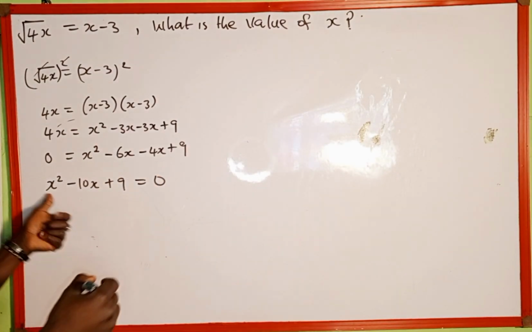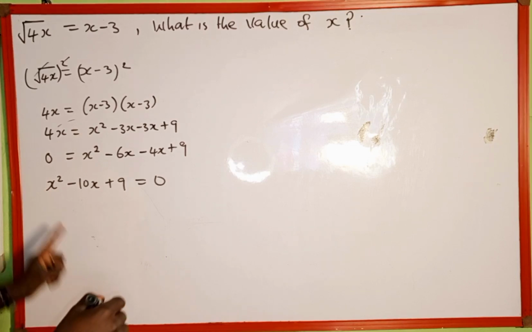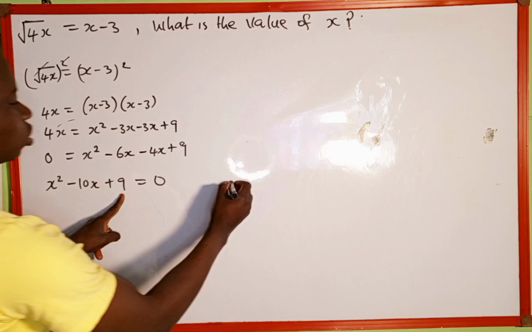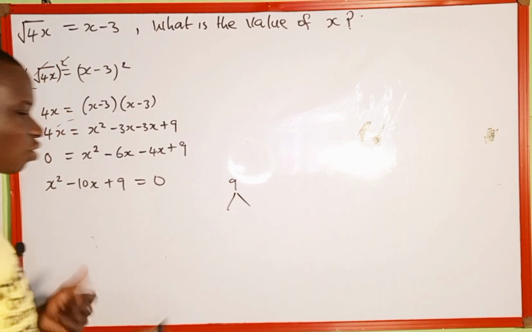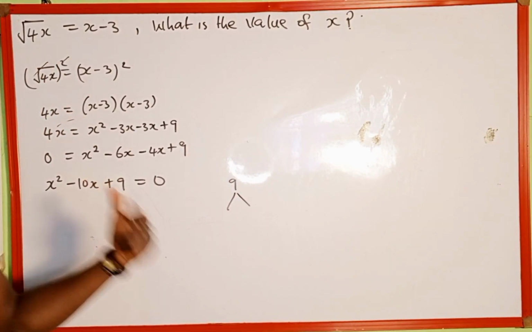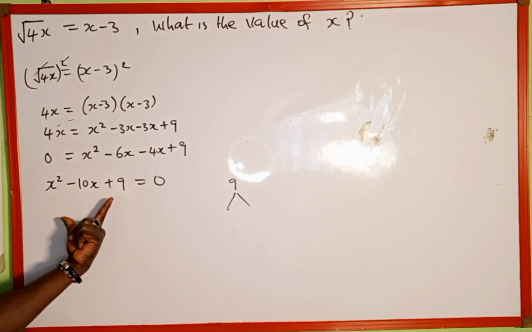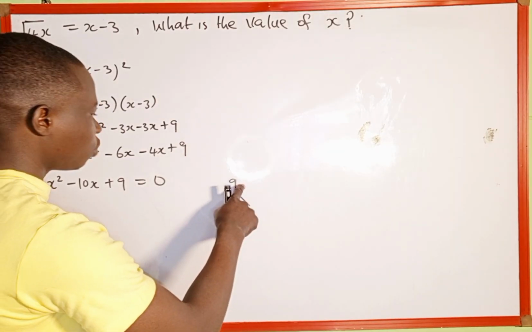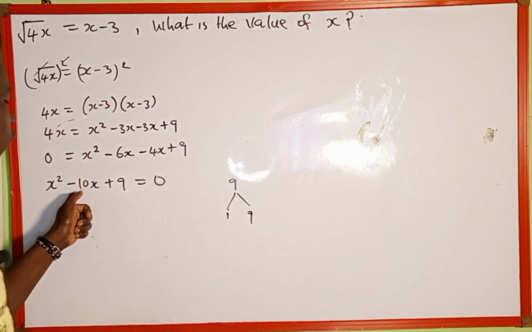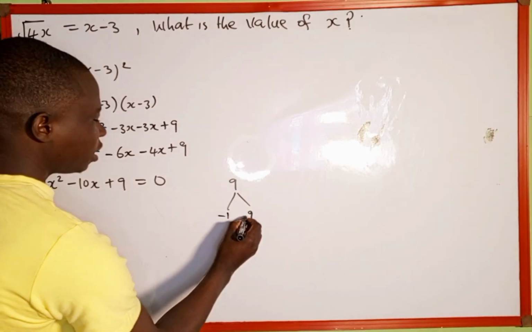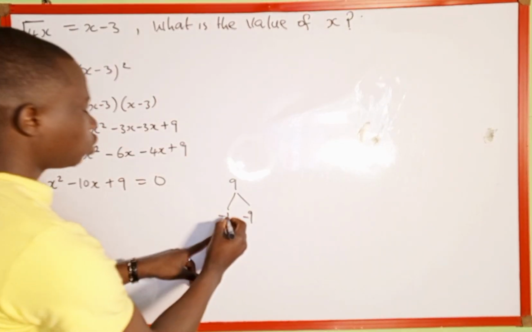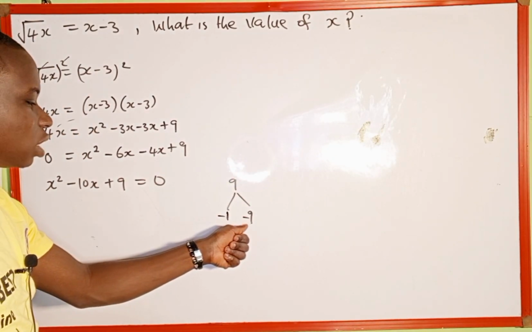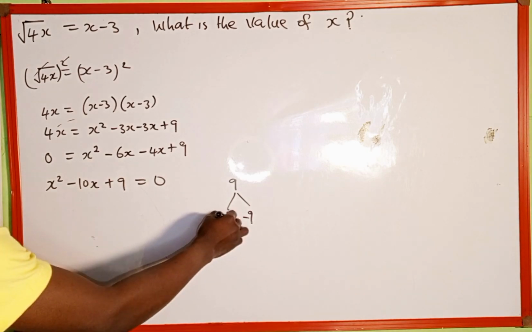This is a quadratic equation. The highest power of x here is 2. And since the leading coefficient is 1 here, we're going to use factorization by considering this constant. So the constant here is 9, and we look for 2 factors of 9. When we multiply, we get 9, and when we add together, we get negative 10, which is the middle coefficient here. So we have 1 and 9. 1 multiplied by 9 is going to give us 9. Now 1 plus 9 is going to give us 10, but we are looking for negative 10. So we add negative here, add negative here. Negative 1 multiplied by negative 9 is going to give us positive 9. Then negative 1 plus negative 9 is going to give us negative 10.